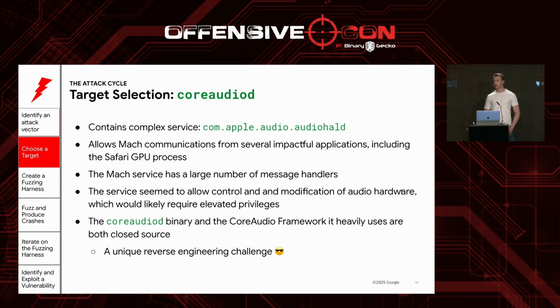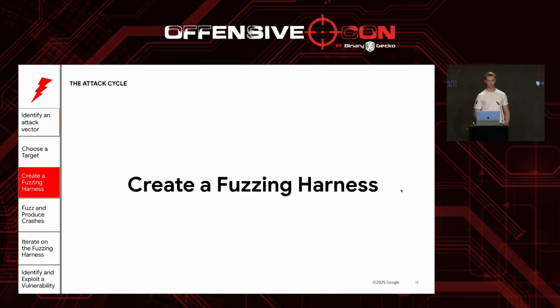And the Mach service had a large number of message handlers that were exposing functionality through an RPC-like interface. I also thought, since this is probably managing the audio hardware abstraction layer, it's likely going to need to control audio hardware and is thus going to have elevated privileges. And then finally, the CoreAudio daemon binary and the CoreAudio framework that it uses are both closed source. So I thought it would be a unique reverse engineering challenge.